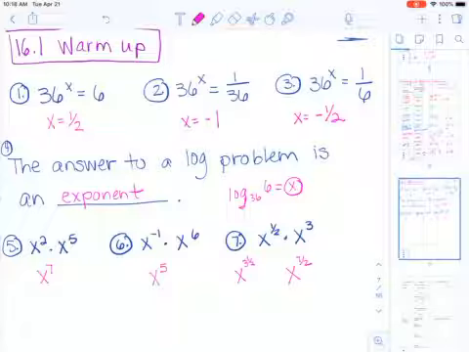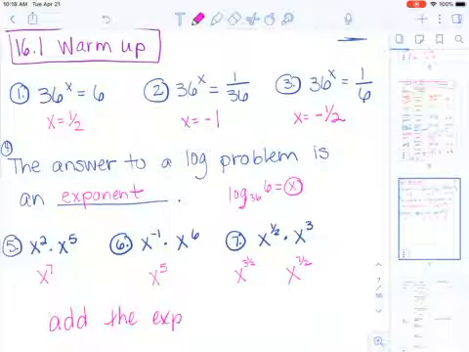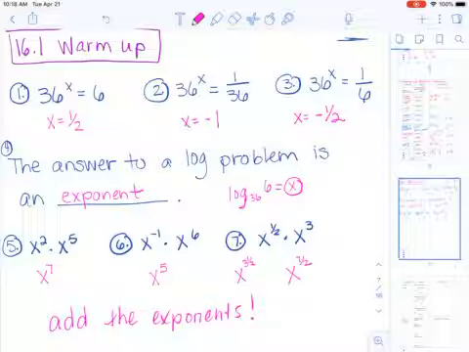Why? Because if you're multiplying, you add the exponents. Okay, that's shortcut number 1, and we're going to use that as we go into our log lesson today.